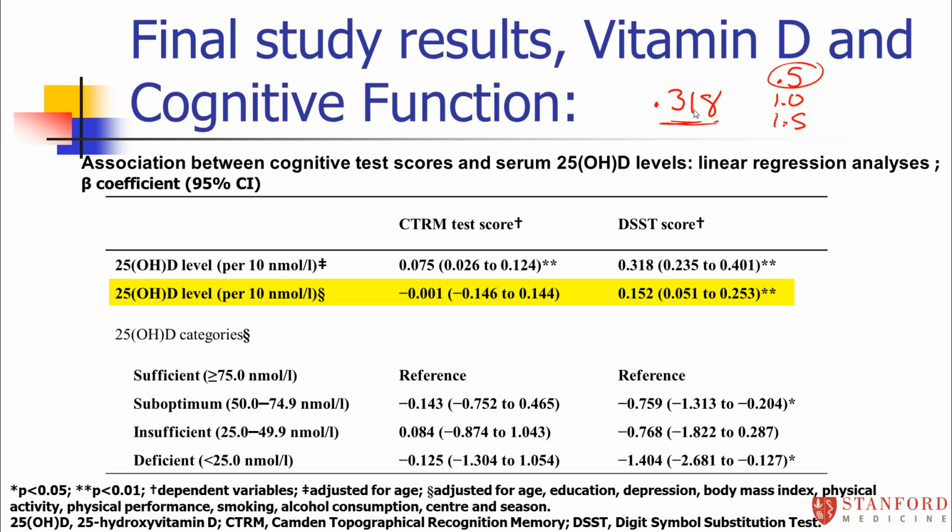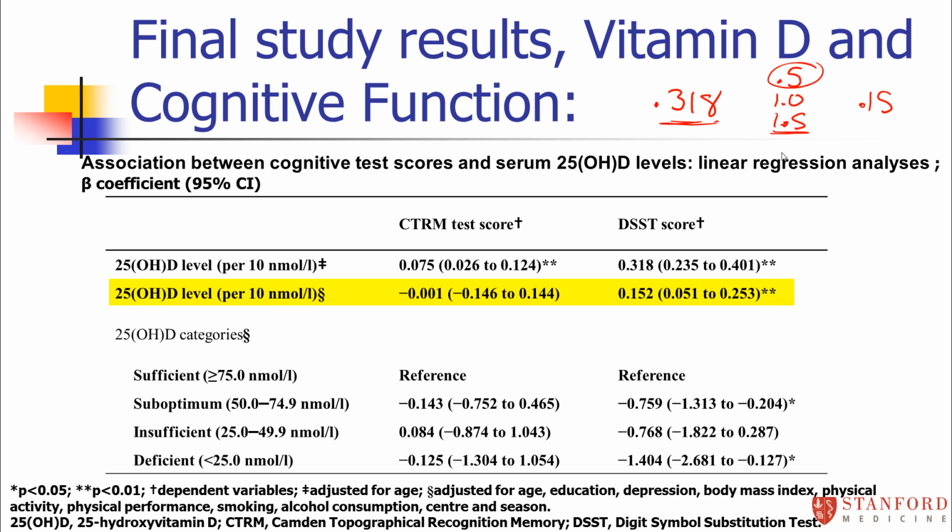For DSST score, it does hang on to a small relationship, but notice that the beta coefficient has been attenuated greatly. When we adjust for these confounders, it decreases by more than 50%. And now that beta coefficient is pretty small. It's a 0.15 point increase in DSST score for every 10 nanomoles per liter in vitamin D. That's 1/10 of the hypothetical data set I was showing you with the slope of 1.5, which was a moderate relationship. So it's 1/10 of that relationship. So it's really, really small. It does hold on to statistical significance.